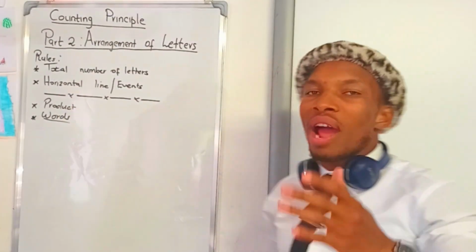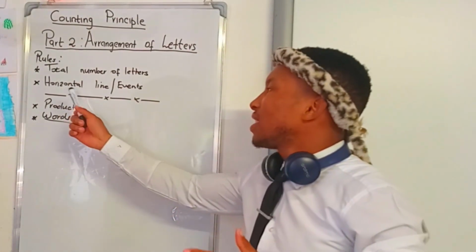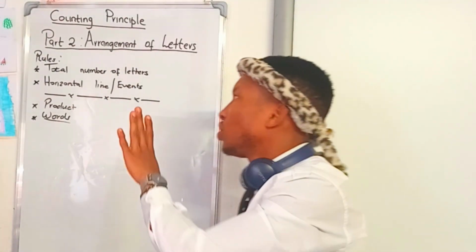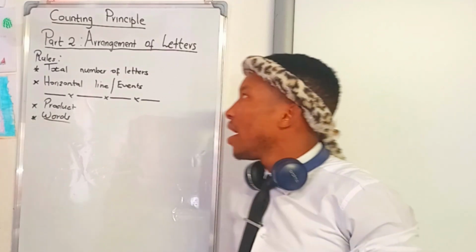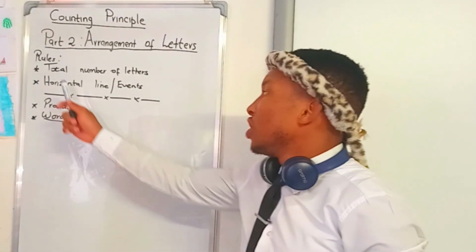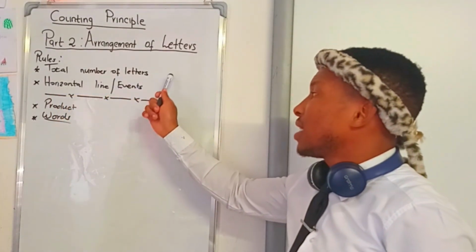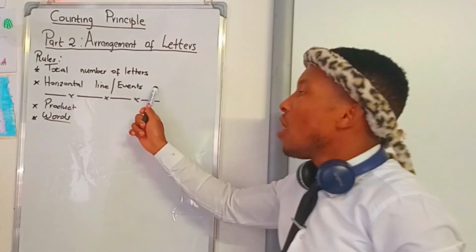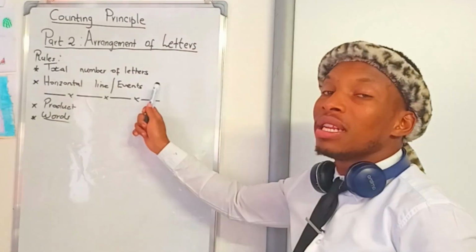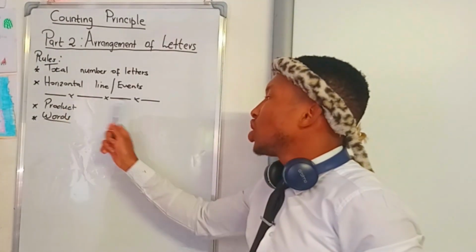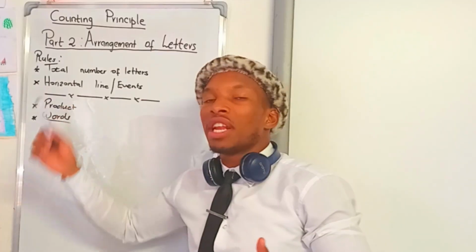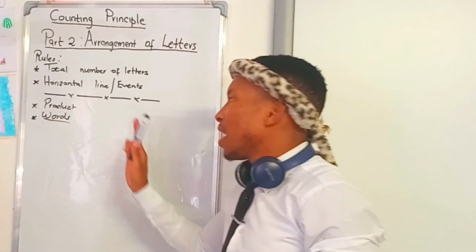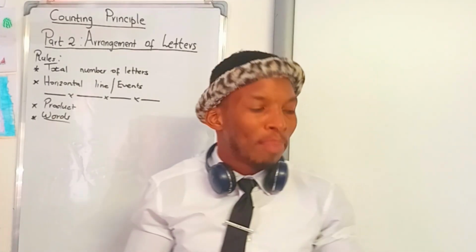These are the 4 rules that we need to know before you attack this arrangement of letters. You need to find out the total number of letters, then draw the horizontal line or the events. That horizontal line indicates the events. After that, you put a multiplication sign between the horizontal line. Then you do your choices or your options of how many letters we have. Then after that, you punch your calculator. That is simple.